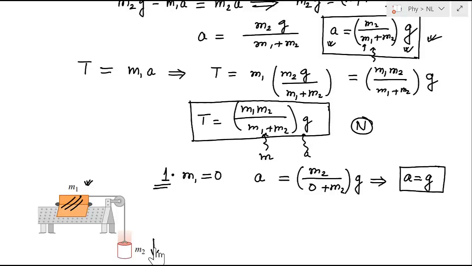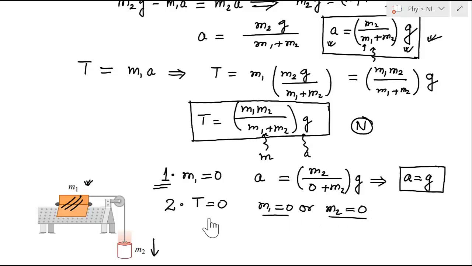Now the second special case is about tension. When tension equals 0, either mass m1 can be 0 or mass m2 can be 0. In that case tension will be 0. So either mass m1 is 0 or mass m2 equals 0.